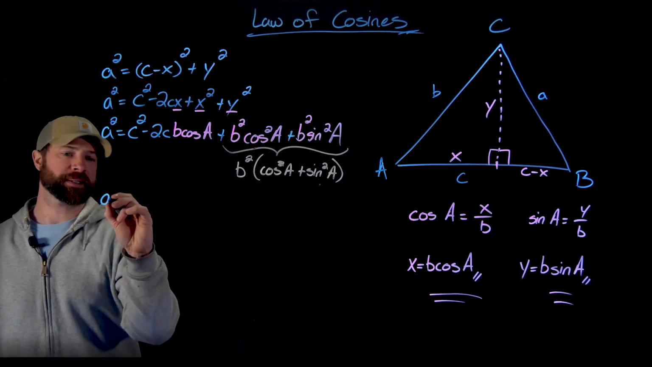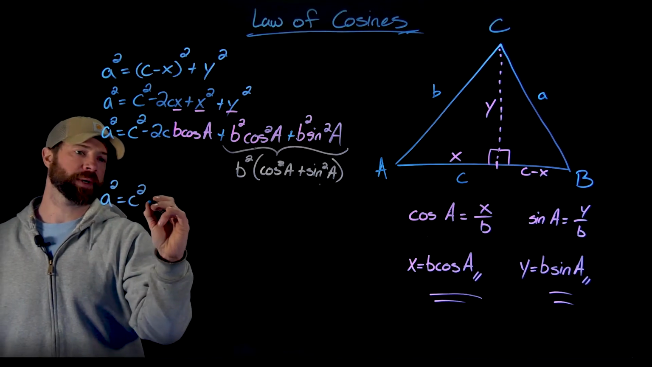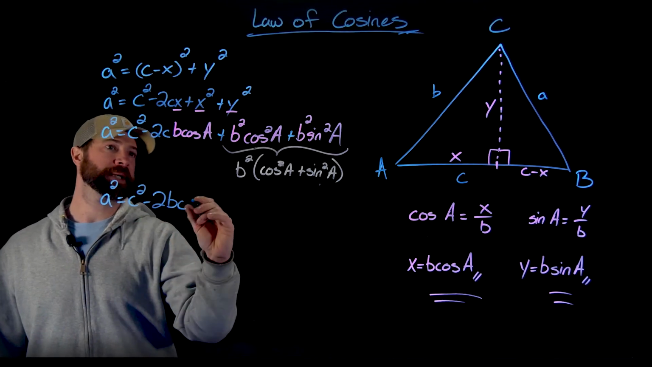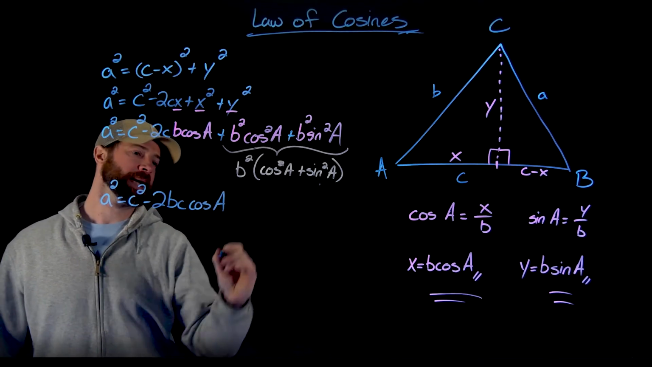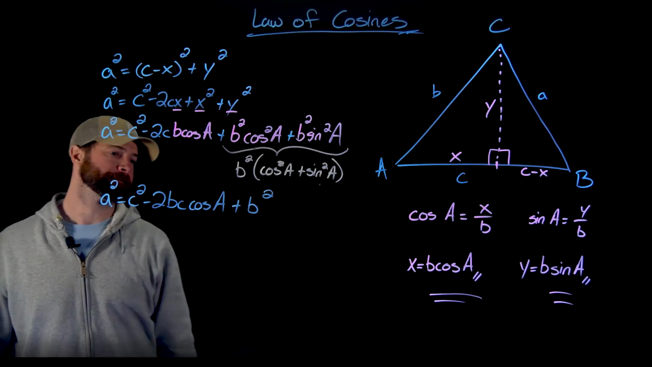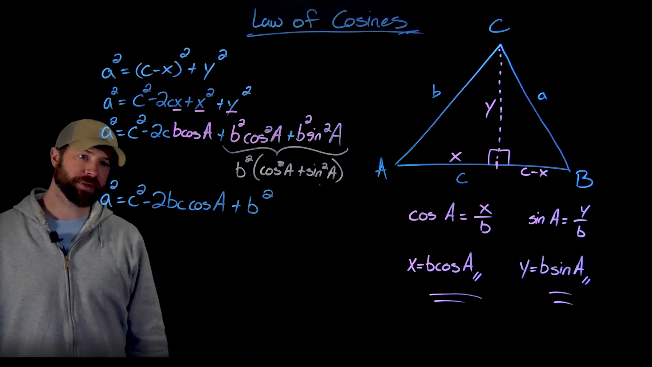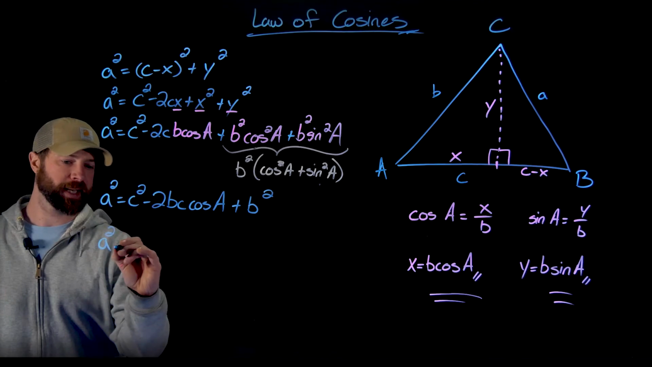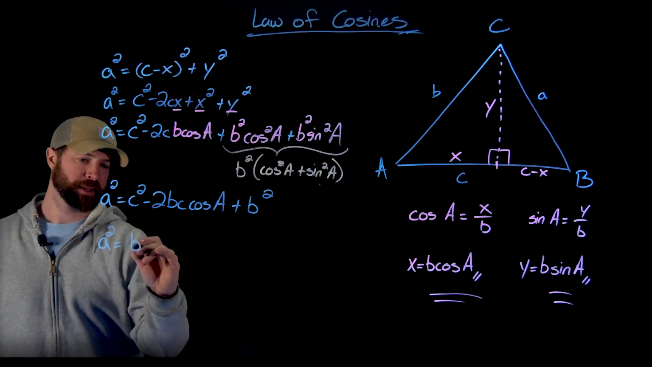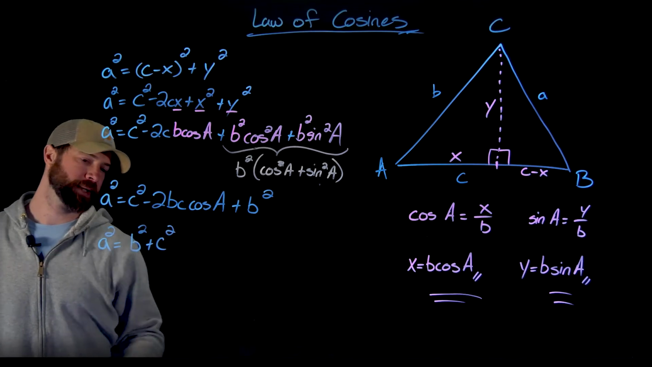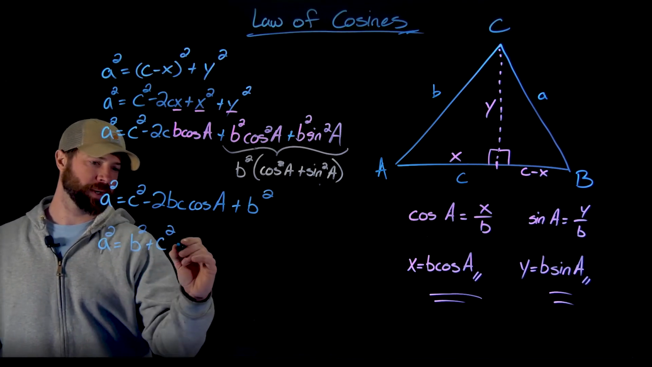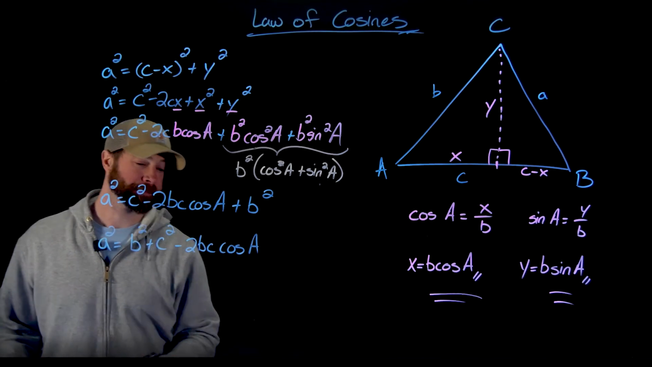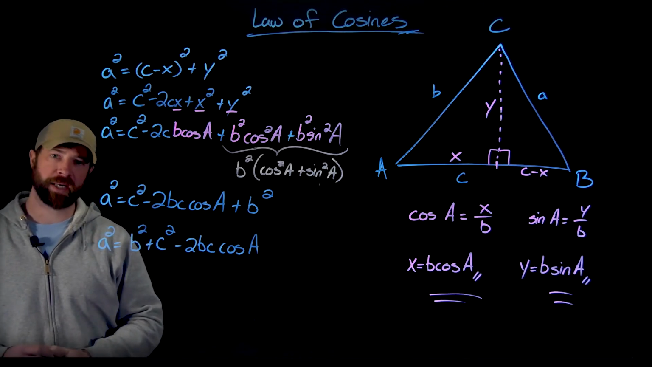So I'll rewrite this as a squared equals c squared minus 2. I might as well put the b here first. Minus 2bc cosine of A plus b squared. And that's really it, the magical law of cosines formula. Let me just reorder things real fast. I'm just going to write this as a squared, and I'll put this b squared term out front. It feels like it makes it a little bit easier to read. So a squared equals b squared plus c squared minus 2bc cosine of A.